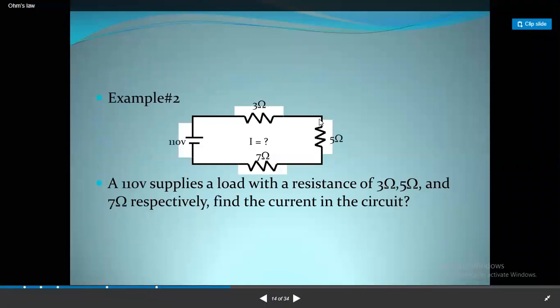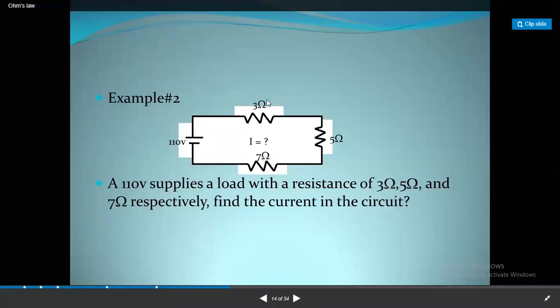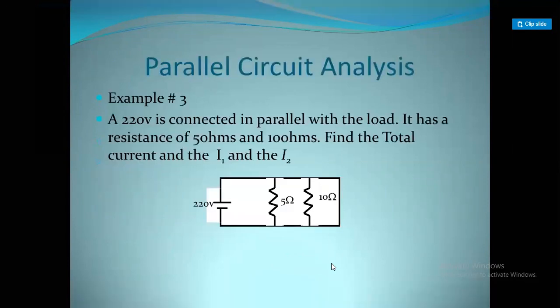Then if you get these kinds of multiple resistors and want to find the current, first we need to find the total resistance of the circuit. A 110 volt supply is connected to resistances of 3 ohm, 5 ohm and 7 ohm respectively. Find the current in the circuit. Initially we can find the total resistance. Since this is a series circuit, you can add them together: 3 plus 5 plus 7 is 12 ohms. Then we can apply V equals IR for the total circuit. V is 110, R is 12. This should be 9.17 amps. That is a simple way of getting the answer, right?